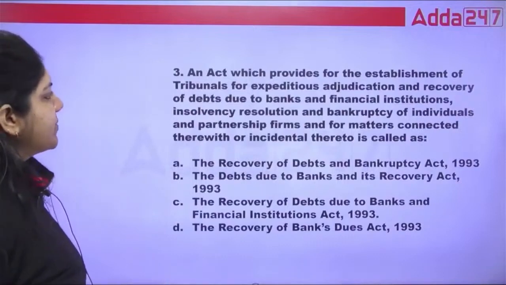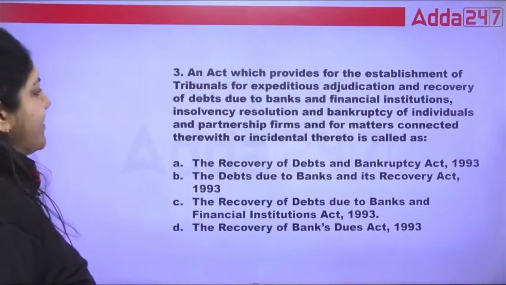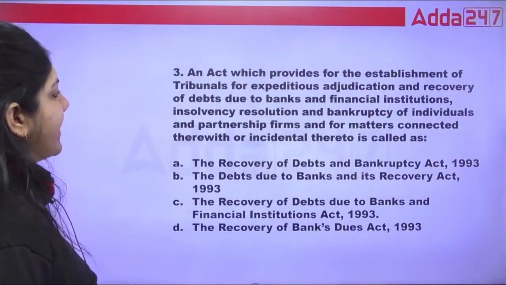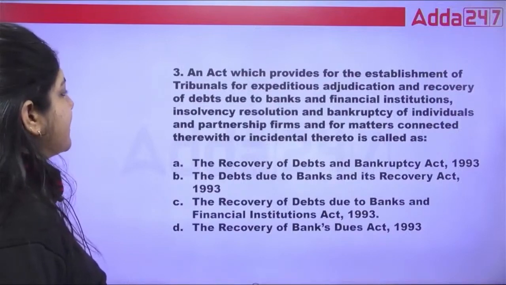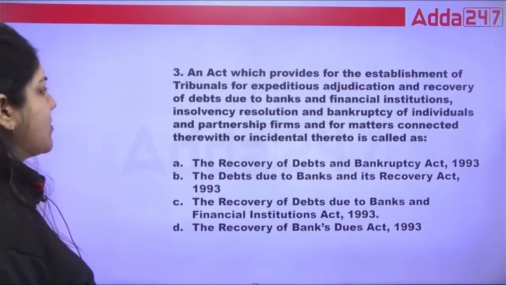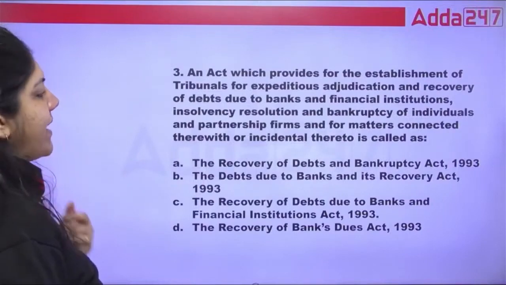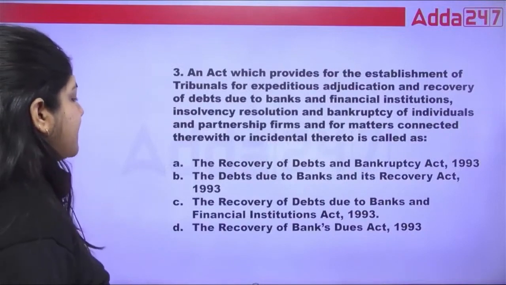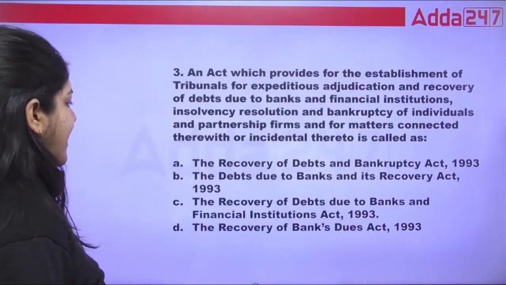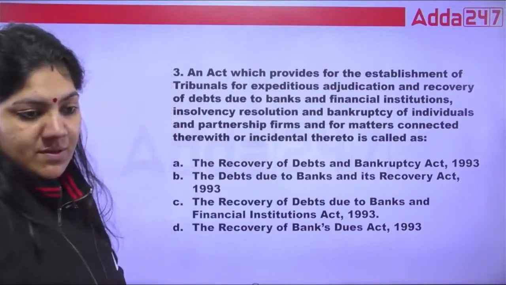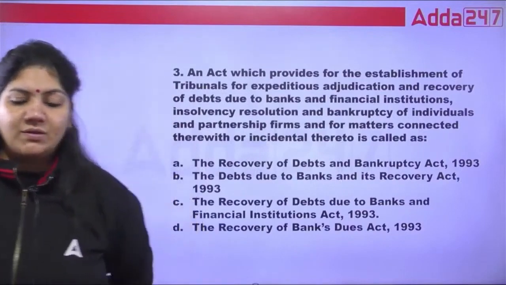The act which provides for the establishment of tribunals for the expeditious adjudication and recovery of debts due to banks and financial institutions, insolvency resolution and bankruptcy of individuals and partnership firms, and matters connected therewith and incidental thereto is called what? The Recovery of Debt and Bankruptcy Act, the Debt due to Bank and its Recovery Act, the Recovery of Debt due to Bank and Financial Institution Act, or the Recovery of Bank Dues Act 1993. What is the right answer?